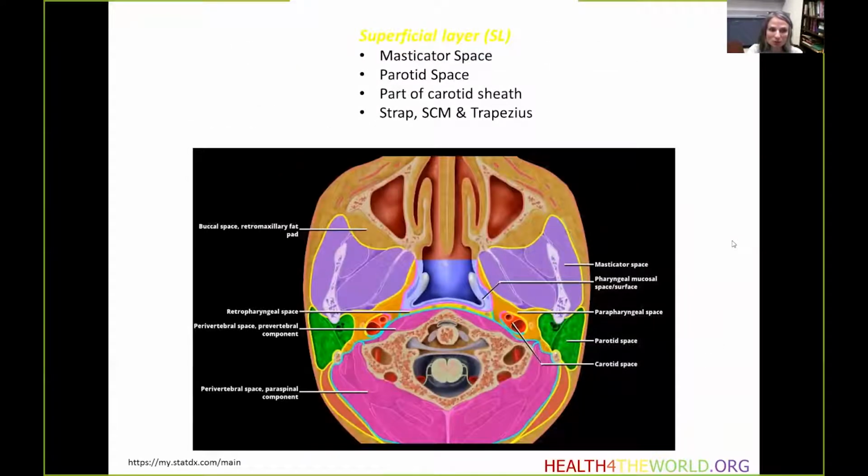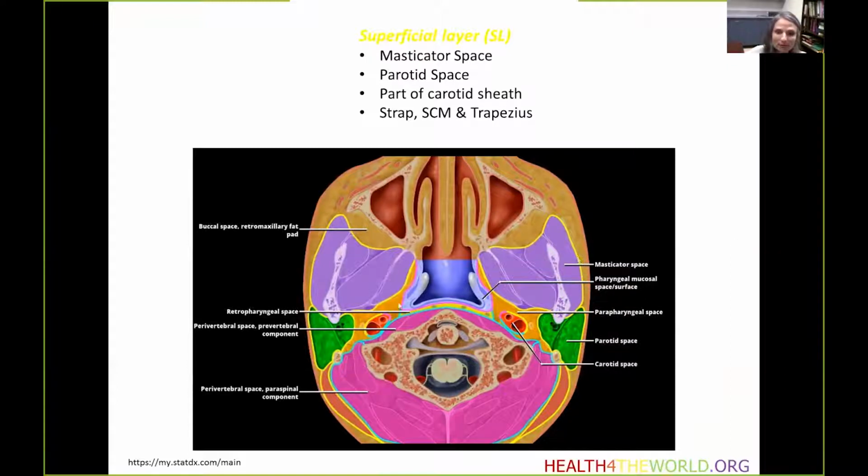Let's take a look a little closer. The superficial layer of the deep cervical fascia delineates several spaces, and they include the masticator space, parotid, part of the carotid spaces, but also the strap muscles, sternocleidomastoid muscles, and the trapezius muscle. Let's take a look at the level.